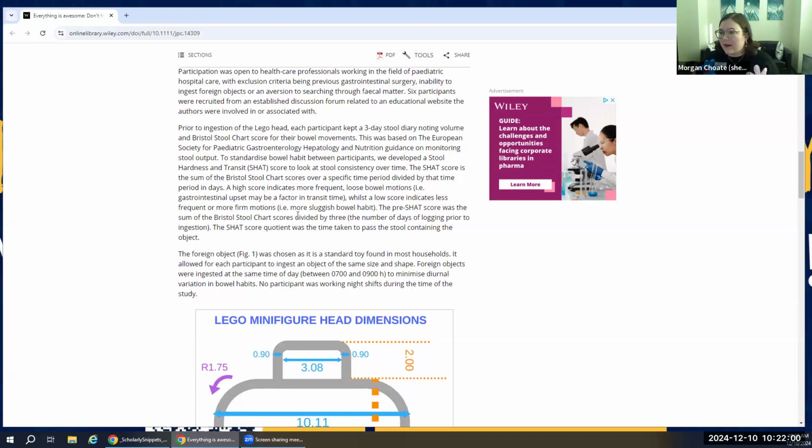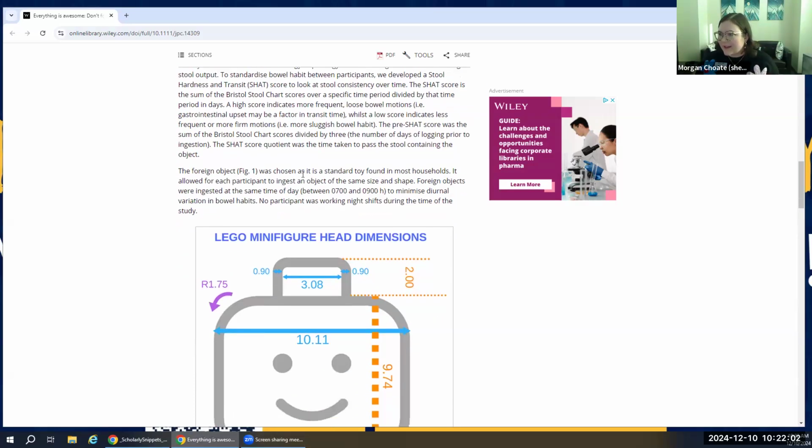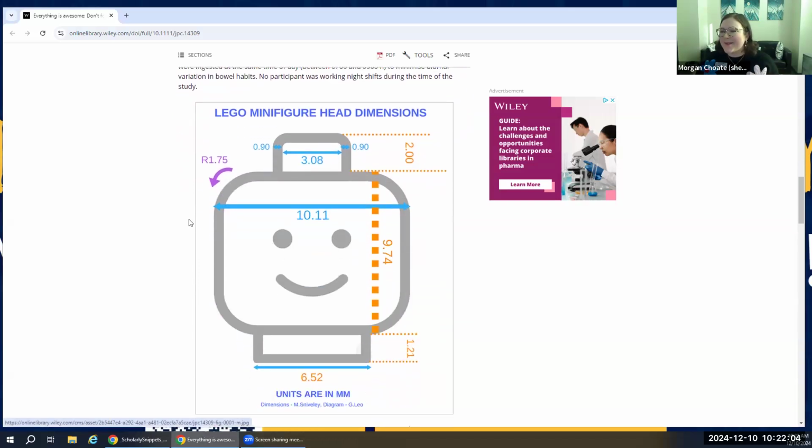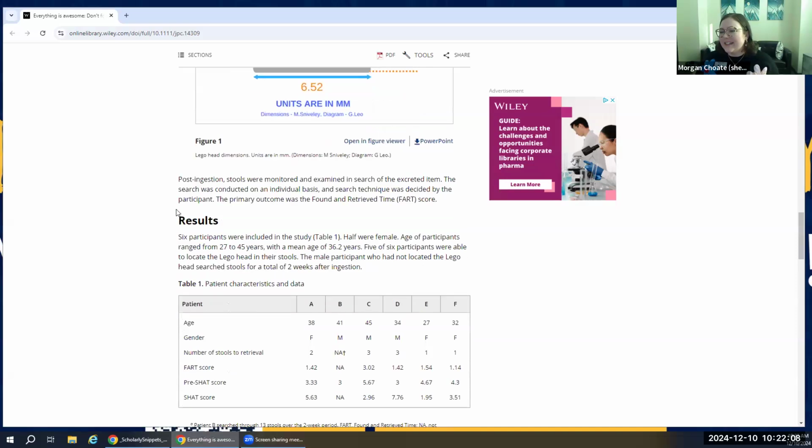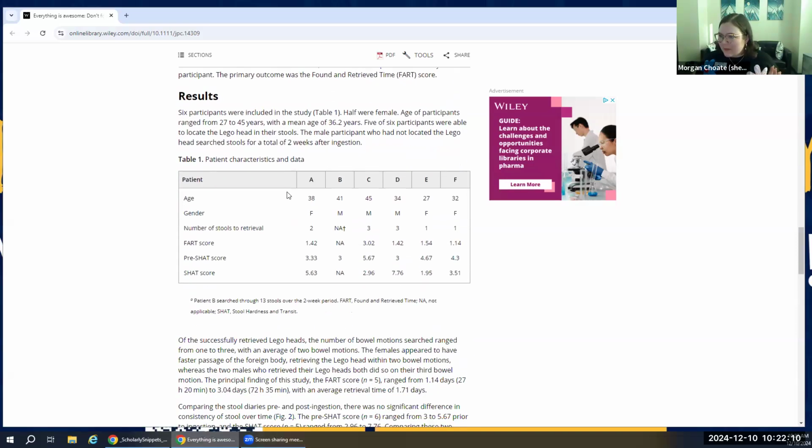Then they go through kind of how they scored these different things. You'll notice that the score acronyms are very unserious. They really had fun with this one. But then in this table, you'll see they have some descriptive information. So the age range of the participants, the sex designations of their participants, and then the scores that they had.